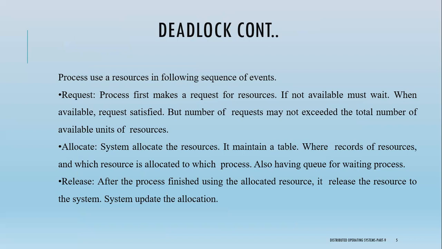Third one, release. After the process has finished using the allocated resource, it releases the resource to the system. The system table records are updated at the time of allocation and release to reflect the current status of availability of the resource.